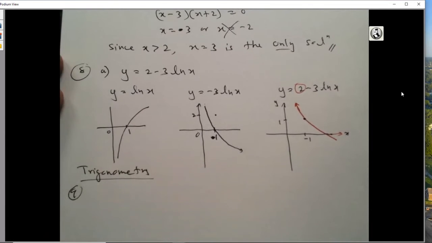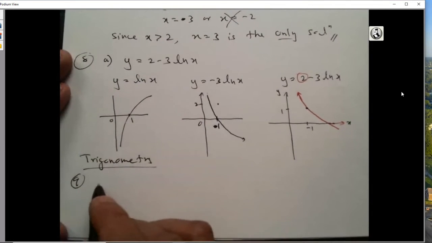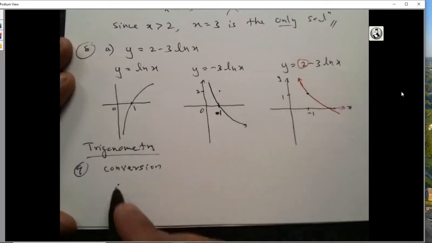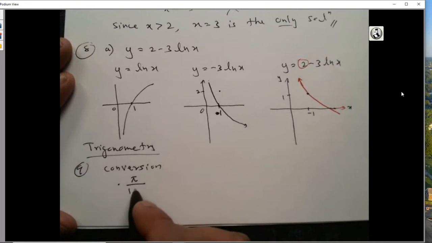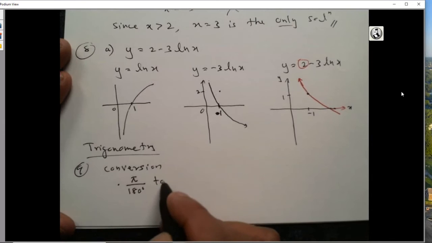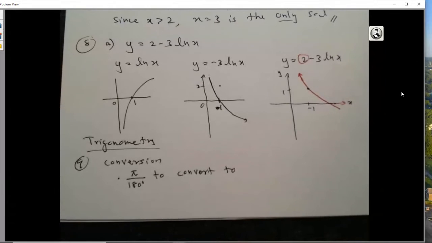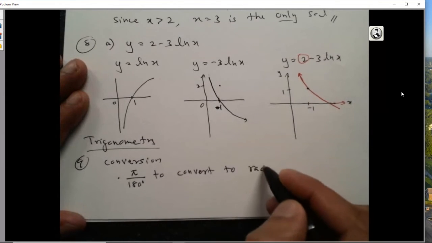In trigonometry, that's chapter 5. First one was conversion. In the conversion, we can talk about 2 types. We multiply by pi over 180. Can someone tell me what we do this to convert to? When you multiply by pi over 180, do you convert to radian or degrees? Okay, how do you remember? What you convert to is on top. So it converts to radian. That's how you remember.